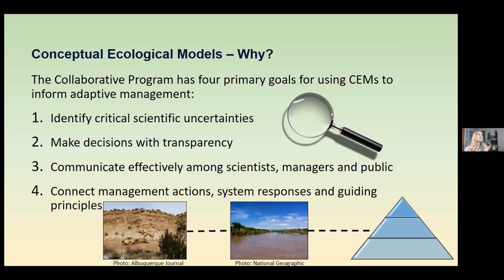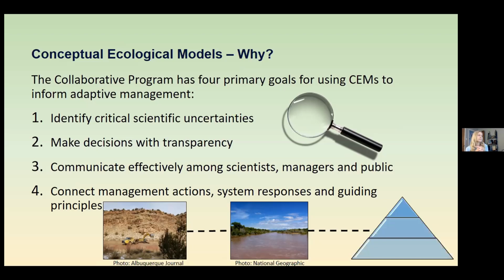And then the second reason the program wants to use these is making decisions with more transparency. So again, when you have a record of your knowledge base and how you identify uncertainties and then what you do with those uncertainties and then how you learn and improve the models over time, that lets everyone see what's going on. It kind of lets them peer in and see how the sausage is made. So it's a good way to get to number 3, which is effective communication. And so having a model which is a simplified version of reality, but at least gets down the important components. As Laura pointed out, it's a very powerful tool for bridging that communication gap between scientists and managers that so often exists.